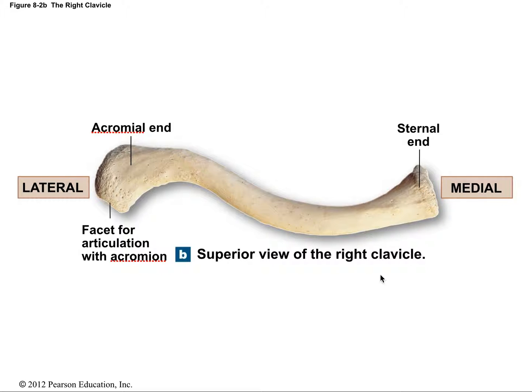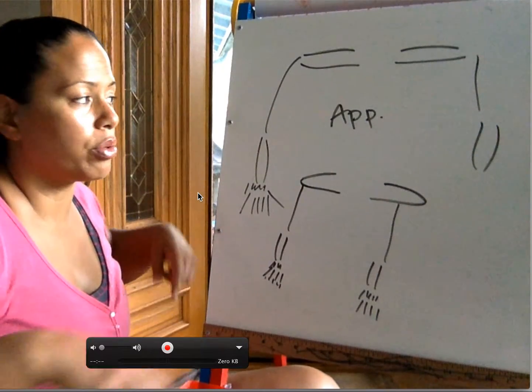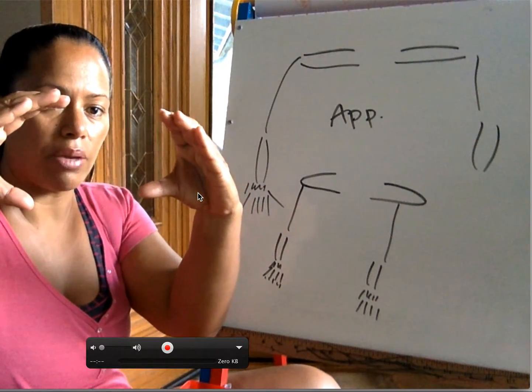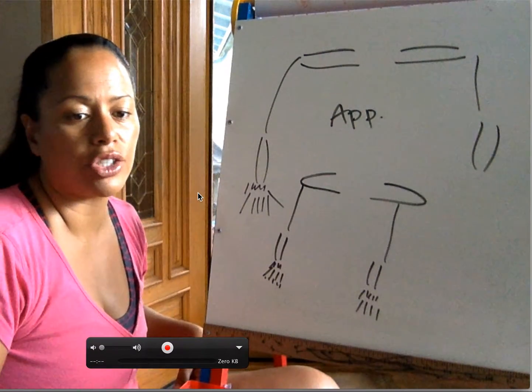But what's the difference between the ribs and the clavicle? Well, the ribs make a C shape, right? Because they wrap around from the front all the way to the back. So they have this C shape. What's the difference between that and the clavicle? The clavicle has an S shape.